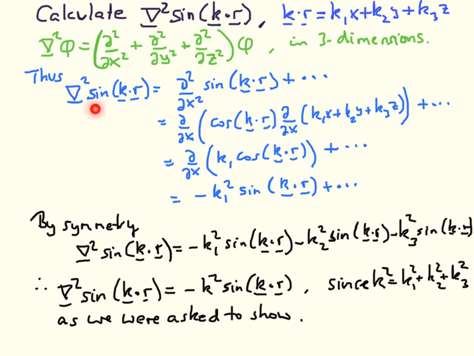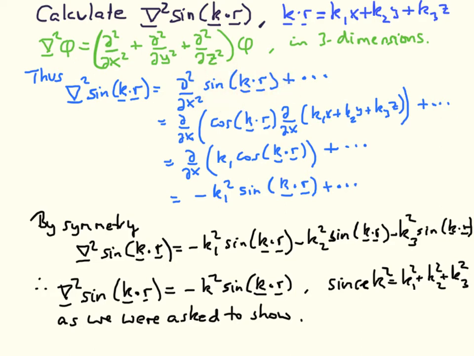So what we're going to have is the Laplacian acting on sine of k dot r gives us the second derivative with respect to x of the sine of the scalar product of k and r, plus the second derivative with respect to y, plus the second derivative with respect to z. But I'm only going to write out this because I'm going to be able to write down the other terms very quickly by symmetry at the end. So the second derivative I obtained by differentiating this once and then twice. So let's just work out the first derivative here.